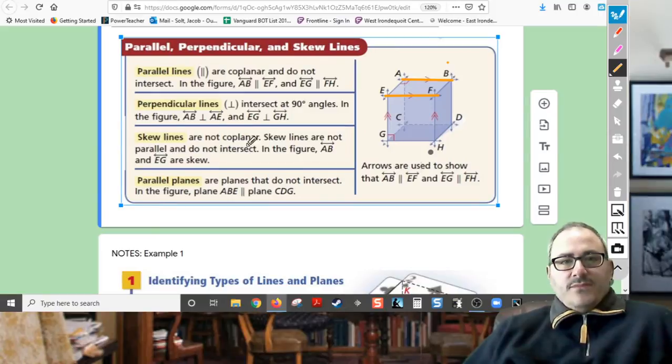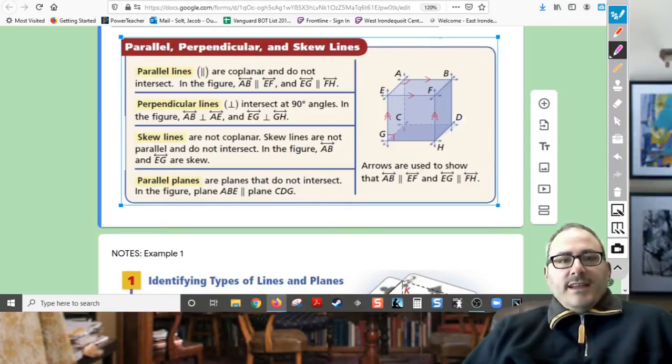Okay. Oh, they're going to give us more examples. Okay, perpendicular. Let's talk about perpendicular. Perpendicular lines intersect at 90-degree angles. So in the figure, line AB is perpendicular, this little upside down T means perpendicular, to line AE. So I'm going to look for AB. I already knew that. That's right over here. And then line AE. Do you see AE here? All right. This line here is perpendicular to AB.